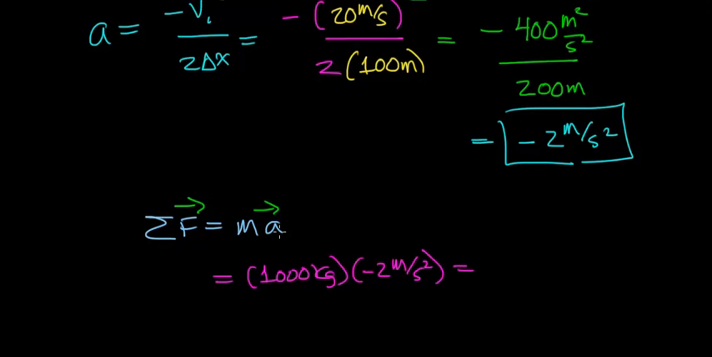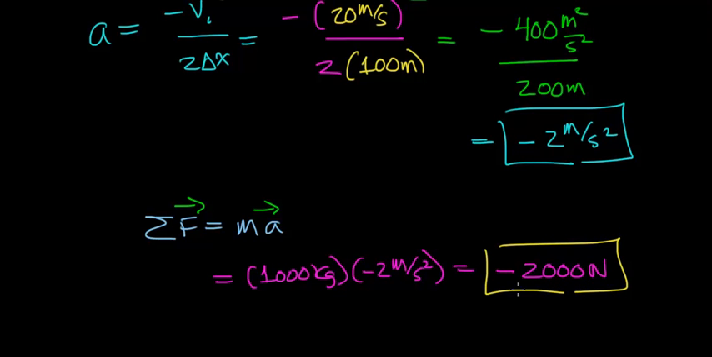And so the force required to stop this car, initially traveling at 20 meters per second over a distance of 100 meters, is going to be minus 2,000 newtons. And notice the negative sign indicating the direction in which this force has to act. It's going to act in the opposite direction that this car is moving.